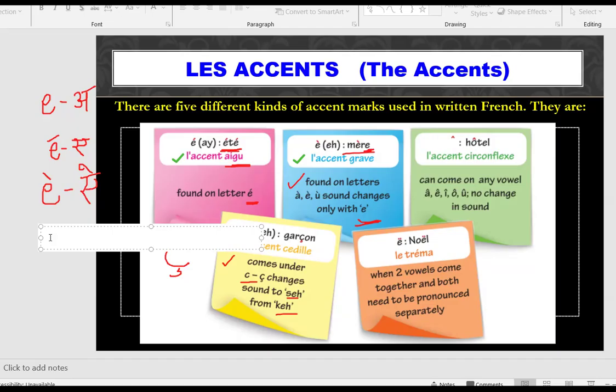like for example, चलिए यही लेते हैं. What is this? How is this word pronounced? Garçon. This is garçon. Okay, how will we read this? Okay, leave this as well. Okay, now this one. This is a French word. Now, how do you read this word?